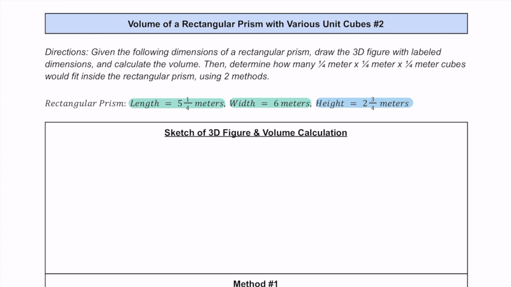While we're going to figure out the volume of this rectangular prism, we're also going to see how many of these 1/4 by 1/4 by 1/4 meter cubes are going to fit inside of this rectangular prism. So these are going to be some pretty small cubes relative to regular 1 by 1 by 1 meter cubes. Let's start by making a sketch of this 3D figure and figure out the volume of this rectangular prism.